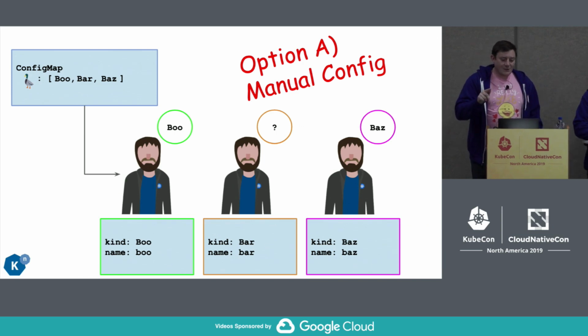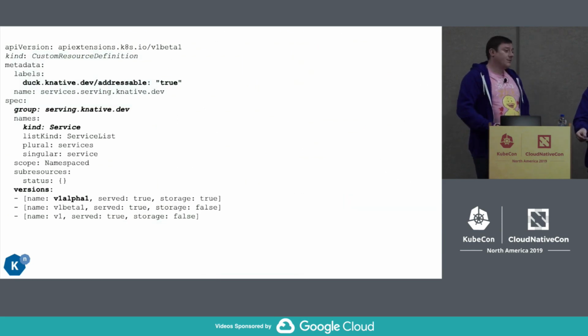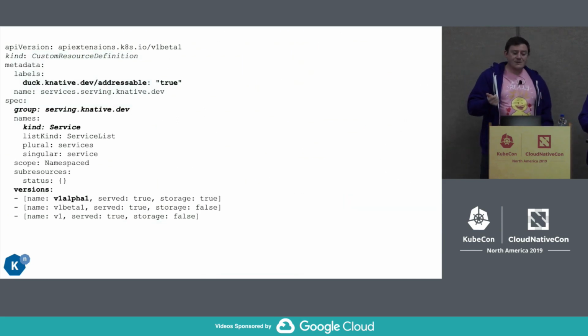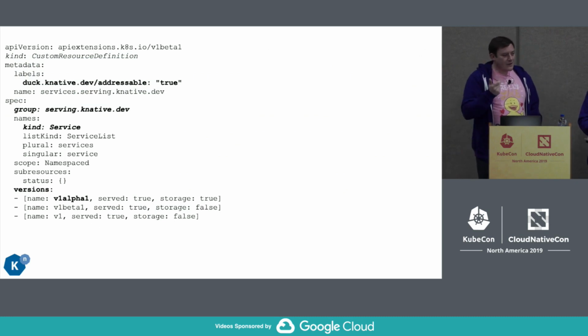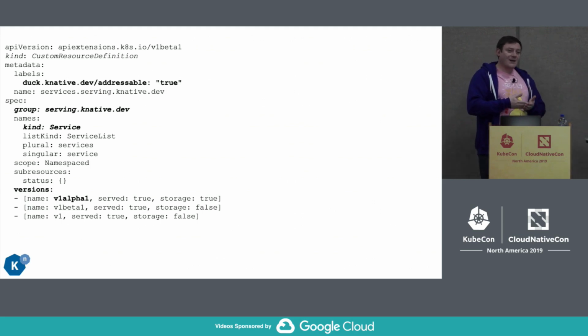I bet you that whoever deleted the CRD won't update this config map. So that's a problem. But we have more options. The thing that happened was that someone came to the cluster and deleted the custom resource definition. So we could use that as a place to store metadata.